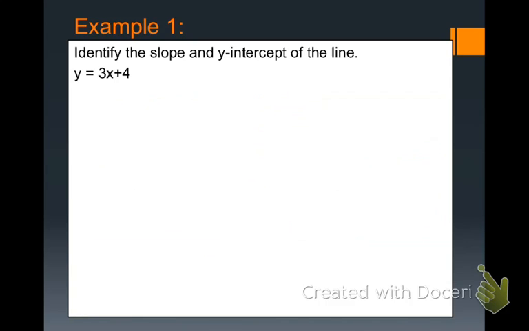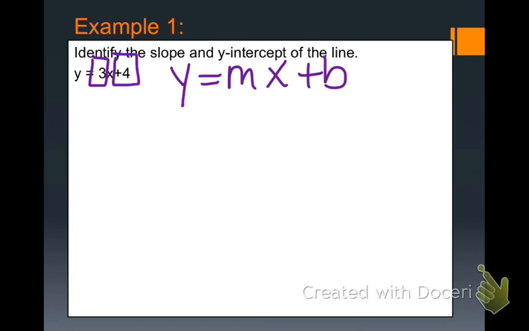Okay, so identify the slope and y-intercept of the line. y equals 3x plus 4. The first thing you have to ask yourself is, is this in slope-intercept form? Well, remember, slope-intercept form is y equals mx plus b. So, looking at that, it is already in slope-intercept form. So in this case, we just have to look for the coefficient of x and then the constant. So our slope m is equal to 3, and our b, our y-intercept, is 4.